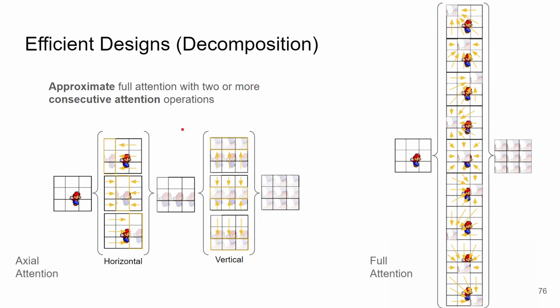When we use the composed approach, in this case an axial attention, we first perform horizontal attention and then vertical attention.